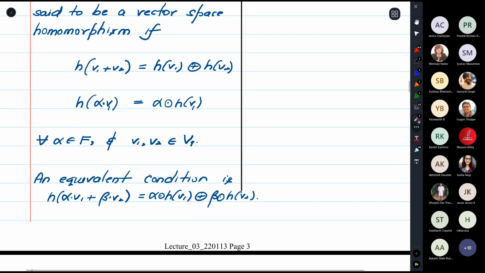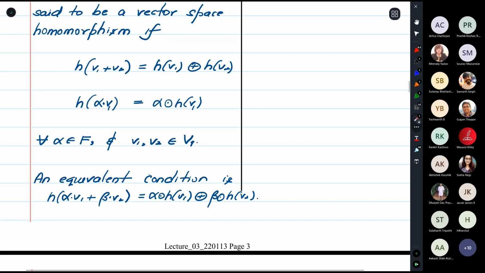So one can check that these two conditions are true if and only if this condition is true. It's not very difficult, and I'm sure each one of you should be able to verify that this condition is equivalent to these two conditions being true. As soon as you see this condition, a light bulb must light in your mind: oh, this is a condition that we have already seen before.